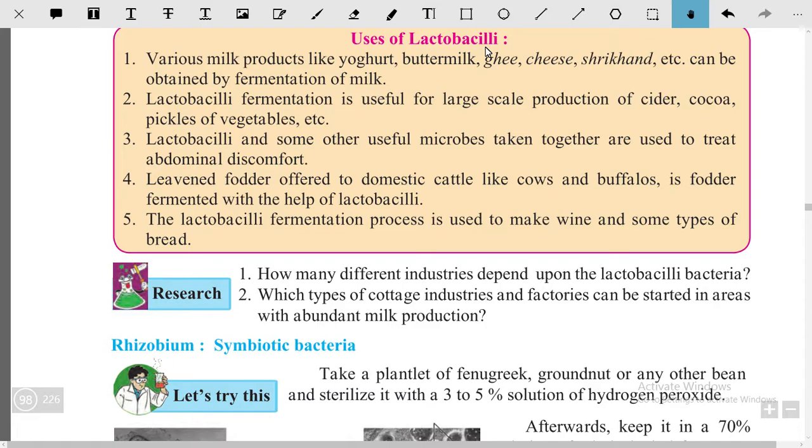Now see the uses of lactobacilli. Lactobacilli are microorganisms, which are bacteria, and they are useful for us.